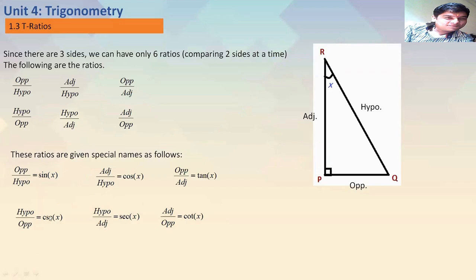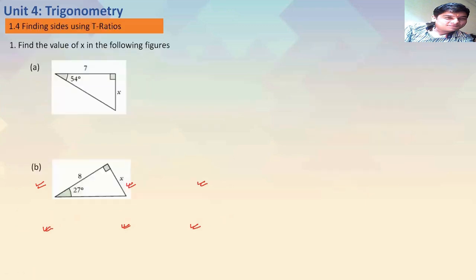We have three more ratios, the reciprocals of these. Sine of x is opposite over hypotenuse. The reciprocal is known as cosec of x. Cos of x is adjacent over hypotenuse. The reciprocal is sec of x. And opposite over adjacent is tan. The reciprocal is cot of x. Are you getting the idea? Yeah. In case you don't need it at all, it's okay. You can forego that, but just to let you know.